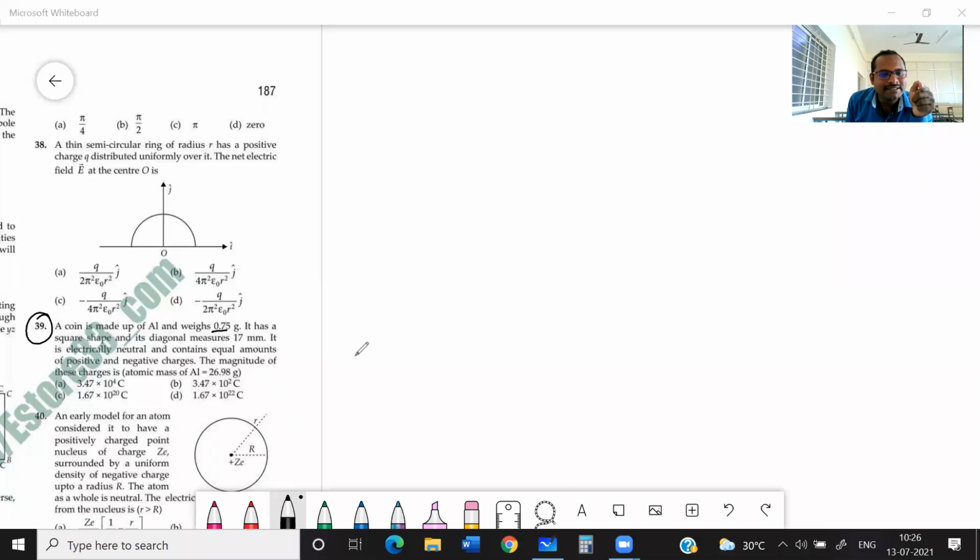They said it is electrically neutral and contains equal amounts of positive and negative charges. Then the magnitude of these charges is how much? Atomic mass of this aluminum is given. Okay, what they have given? First we will write: this is aluminum and whose weight is given, that is equal to 0.75 gram, and whose atomic weight is also given, that is 26.98 gram.